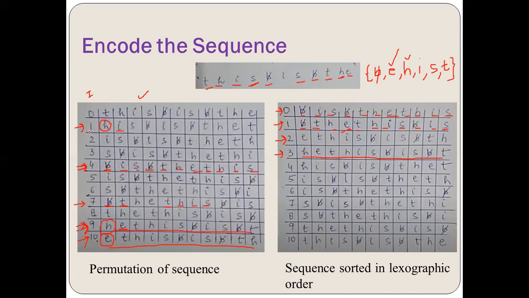Next comes the first row sequence. I'll take it at the fourth position. H, I, S, B bar, I, S, B bar, T, H, E, T. This is the one I have kept here, right?